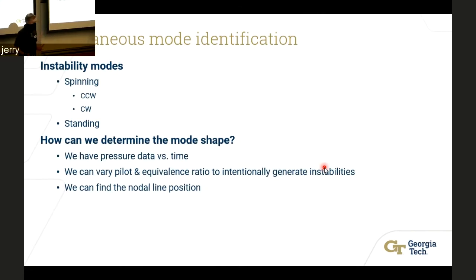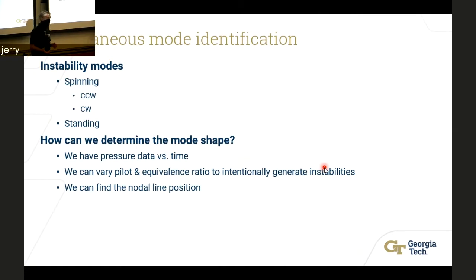This project is about trying to identify mode shapes, and it's worth noting that there are two primary modes for a can-annular combustor for this rig: a spinning mode and a standing mode. A spinning mode is exactly what it sounds like. You see oscillatory behavior going in one direction, counterclockwise or clockwise. The standing mode is when you have competing modes. The counterclockwise and clockwise spinning modes are competing against each other, feeding and destroying off of each other. So there's some destructive interference there, and you just result in a fixed nodal line position. You're not having any oscillatory behavior, you're just standing.